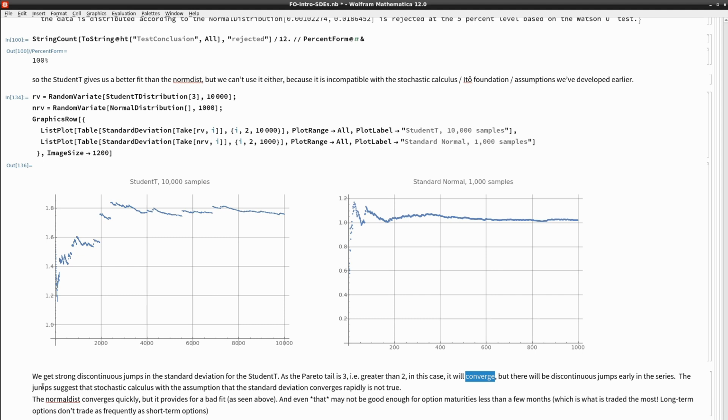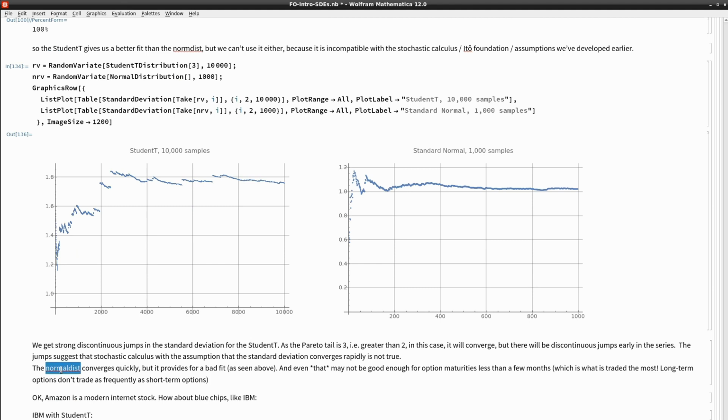So these jumps suggest that stochastic calculus, with the assumption that the standard deviation converges rapidly, is simply not true in the case of the student T. The normal distribution converges quickly, but it provides for a bad fit, as we've seen. And even that may not be good enough for option maturities less than a few months. You see these points here that are jumping around. But the option expirations that trade the most frequently are the short-term options, right? The long-term options do not trade as frequently, as fast as the short-term options.